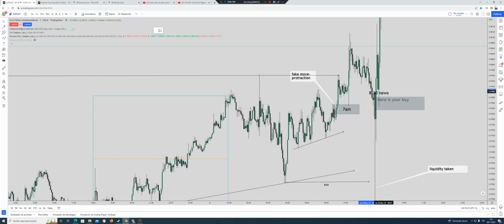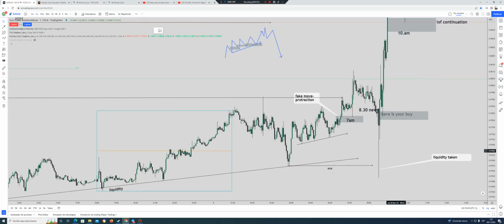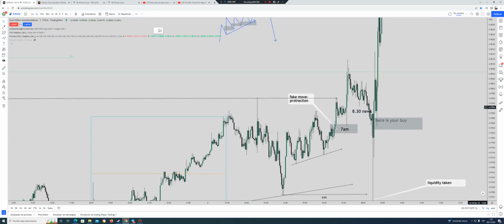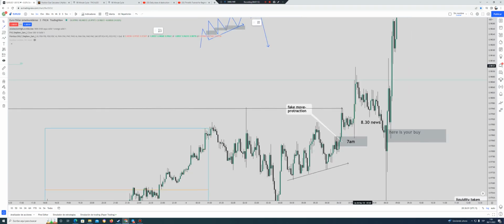8:30 here. Okay, 8:30 here to what? To take all that sell side liquidity. And then, as we knew, we took all that sell side liquidity. What can we expect to take? This buy side liquidity here.